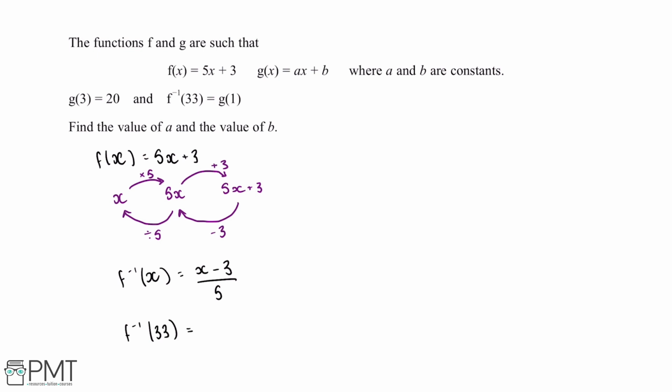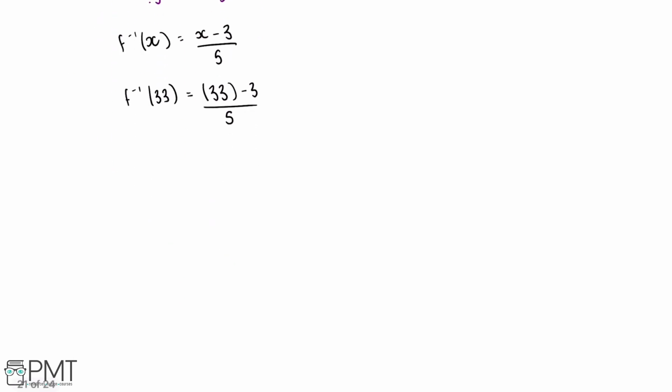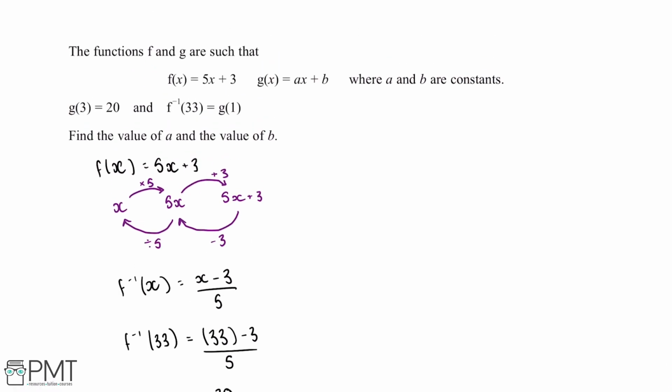So now what we're going to want to do is substitute 33 into the inverse function which we've just worked out. And 33 minus 3 is 30, and then 30 divided by 5 gives us 6. So if the inverse of f of 33 is equal to 6, then this means g of 1 will also be equal to 6. So we can substitute the value of x equals 1 into this function, and this tells us that 6 is equal to a multiplied by 1 plus b, which means that 6 equals a plus b.